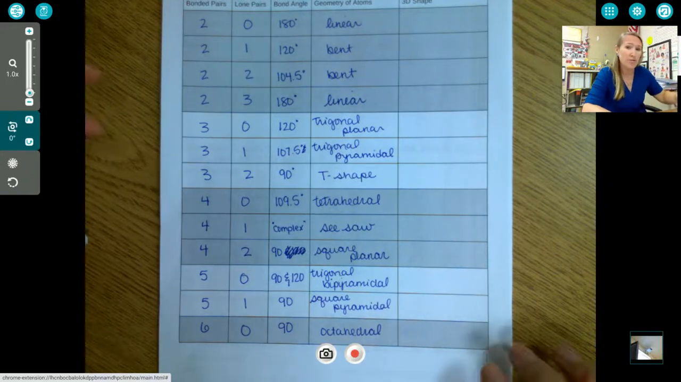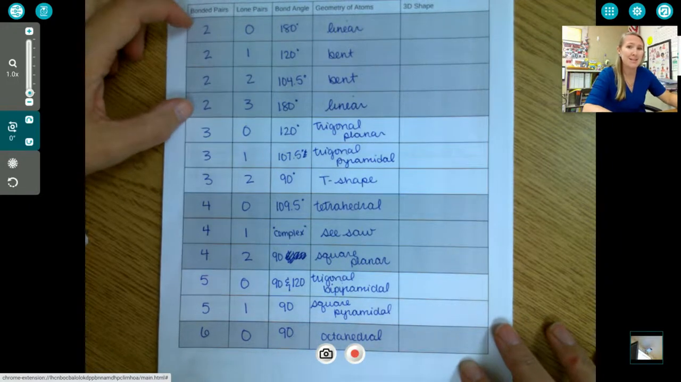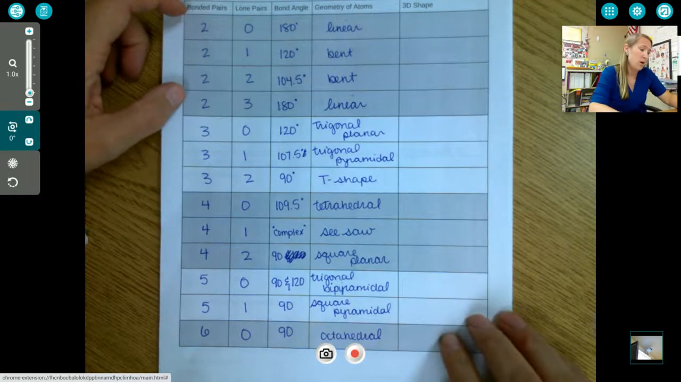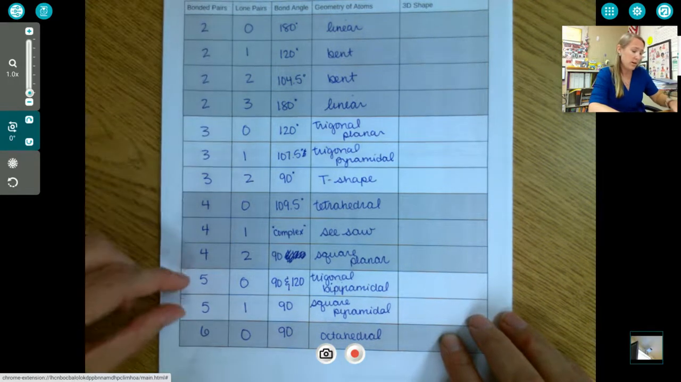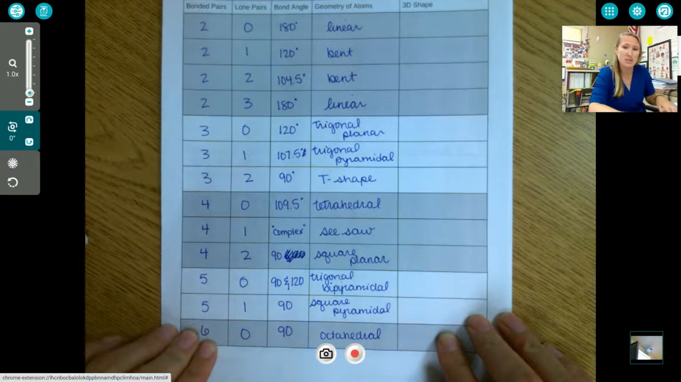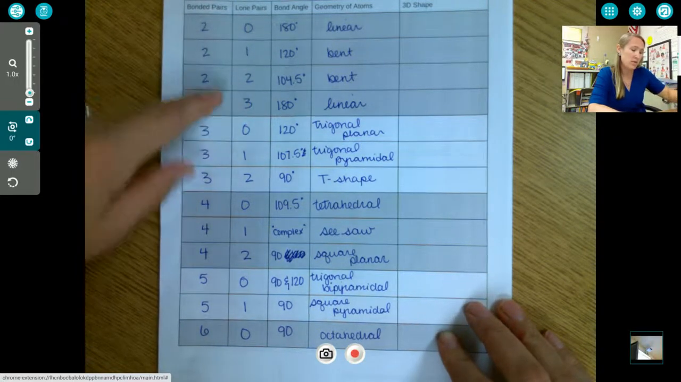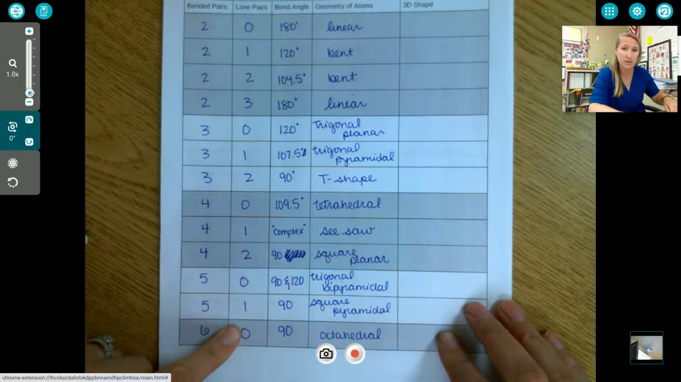All right, so now that you have that copied down, you can see that this is grouped by bonded pairs. That means the number of things that are attached to our central atom. So these are all central atoms with 2 things bonded to them. So 2 atoms bonded, 3, 4, 5, and 6. So that increases as I went down. And then our number of lone pairs is going to increase within each of our groups. So 0 through 3, 0 to 2, 0 to 2, 0, 1, and 0.